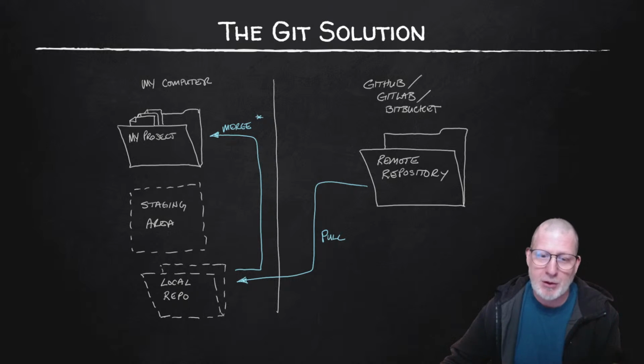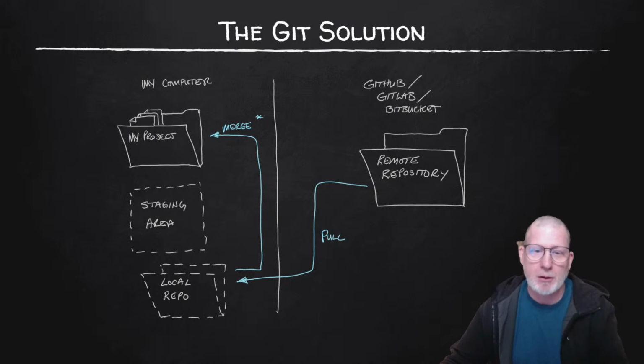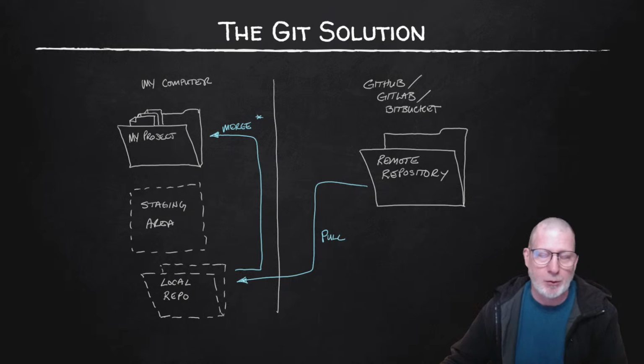Okay. Once all the merge conflicts are gone, you can then commit those changes by staging them and committing them into your local repo. And when you push, they'll go back to the remote repository. Okay?